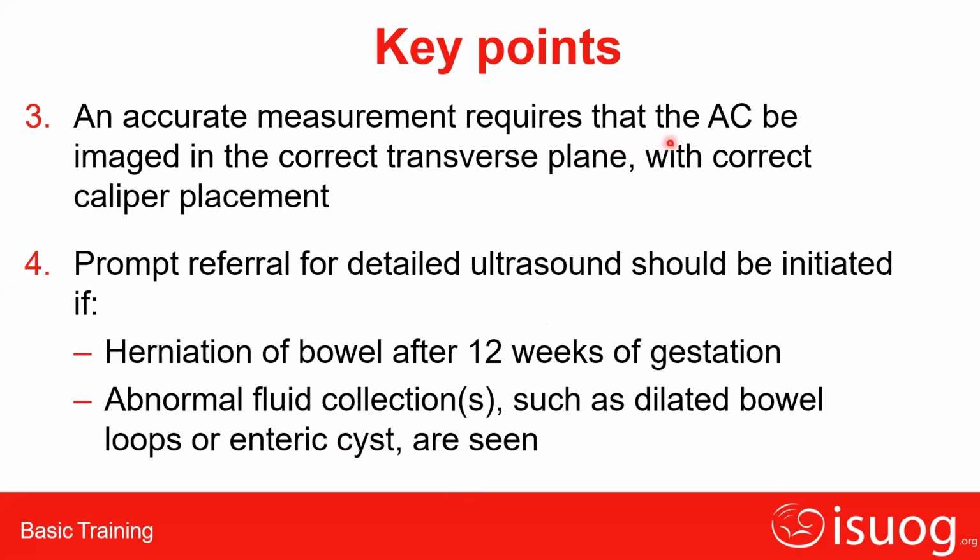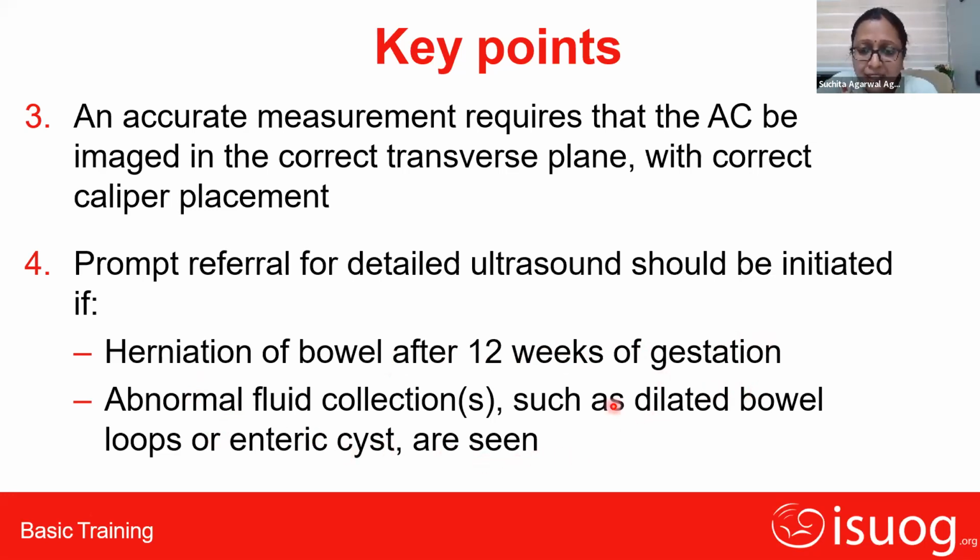Accurate measurement requires that the AC be imaged in the correct transverse plane with correct caliper placement. Prompt referral for detailed ultrasound should be initiated if the herniation of bowel occurs after 12 weeks of gestation and there is abnormal fluid collection such as dilated bowel loops or enteric cysts seen.